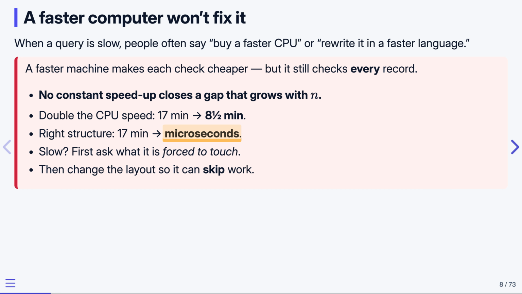Now pick a better structure instead. The same job drops all the way to microseconds. That is a huge win. So when something is too slow, first ask what the operation is forced to touch. Then change how the data is organized so the work can be skipped. Do not just do the same work a little faster.